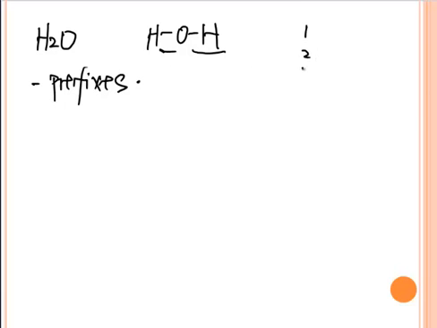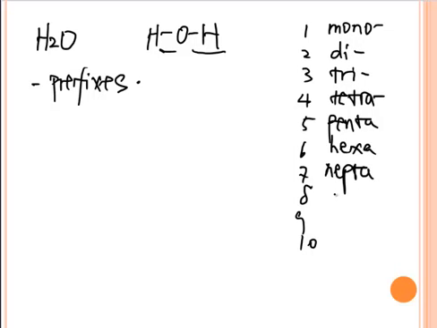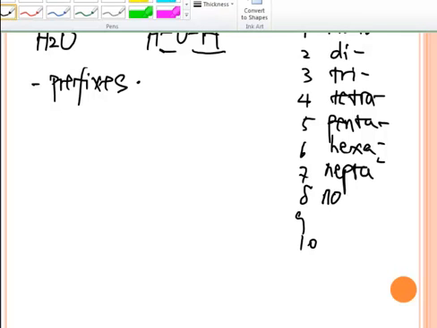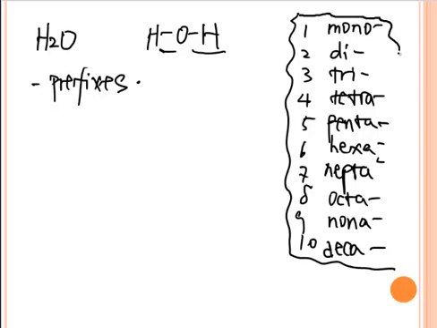So we have 1, 2, 3, 4, 5, 6, 7, 8, 9, 10. The 1 we call mono, 2 we call di, 3 we call tri, 4 we call tetra, 5 we call penta, 6 we call hexa, 7 we call hepta, and 8, we call octa. 9 is called nona. 10 is called deca. For this, there's no shortcut. You have to memorize them all.